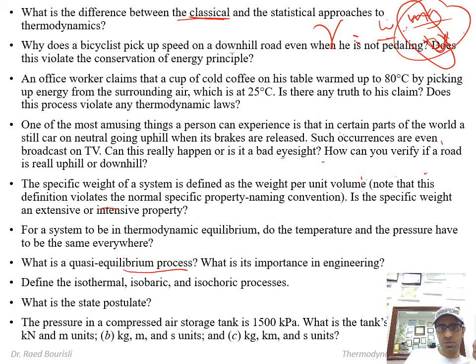What is a quasi-equilibrium process? Why is it important in engineering? What is its importance in engineering? An awkward way to ask a question. Of course, a quasi-equilibrium process is a process where the intermediate states go from one equilibrium state to another equilibrium state, and so on. So the difference between them is infinitesimally small.